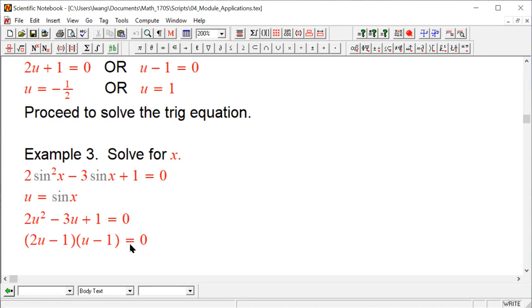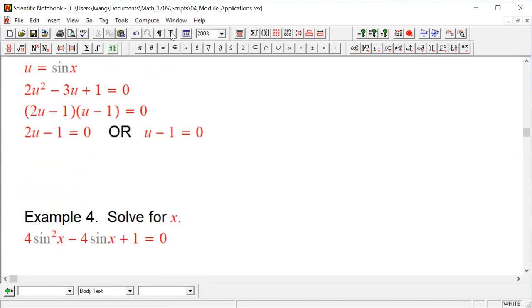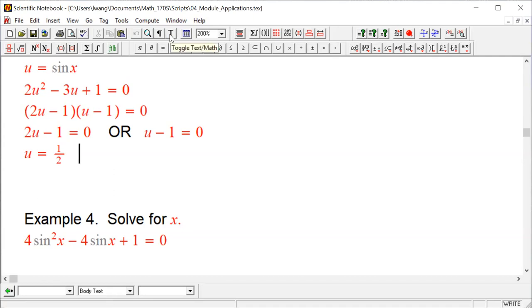equals 0. So let's check if we got the factors. 2u squared minus 2u minus u plus 1. Okay, the factors are right. So 2u minus 1 equals 0, or u minus 1 equals 0. And in the end, we will get u equals half, or u equals 1.